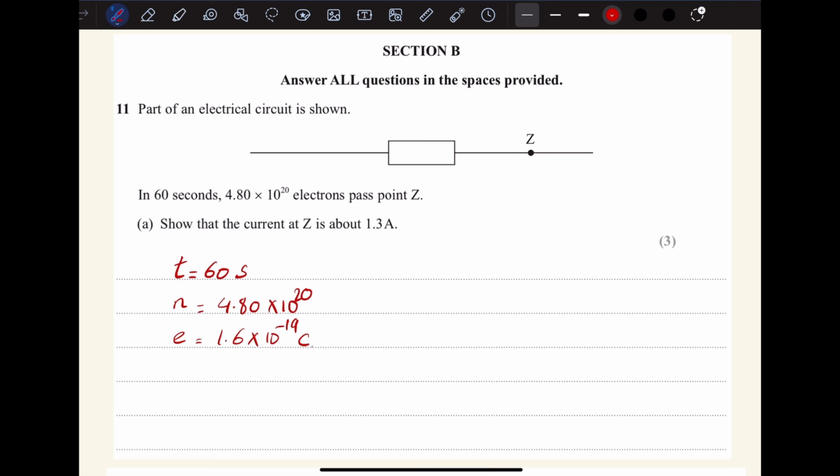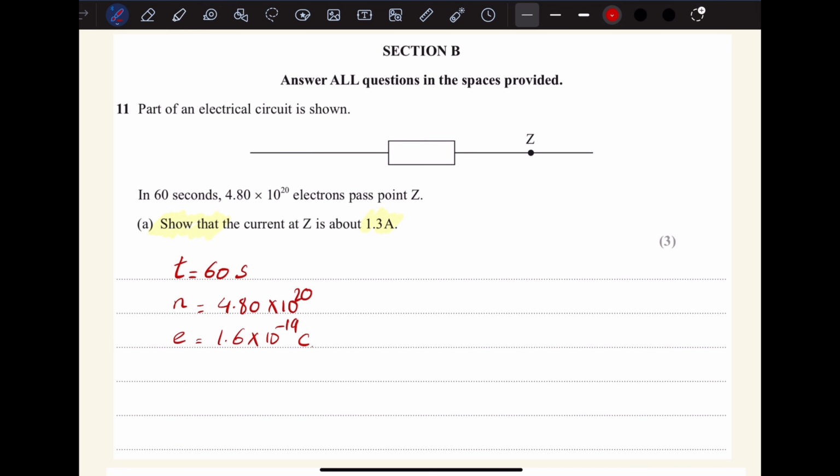Step 1, to answer the question, remember here there is a secret keyword. I will show you what it means. "Show that" is very important. Please highlight it in your exercise book or your physics book. It's very important and valuable information. Show that the current at the point Z is 1.3 ampere.